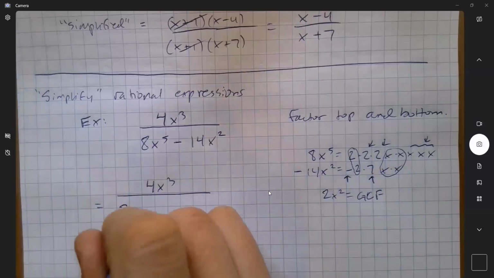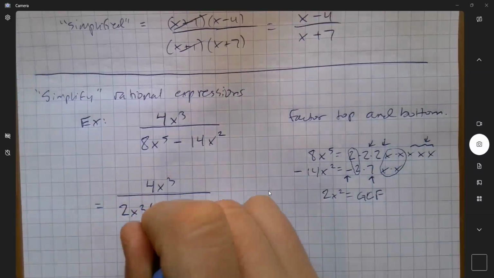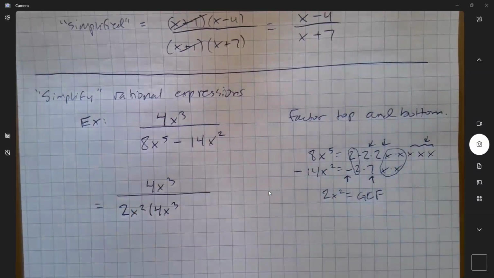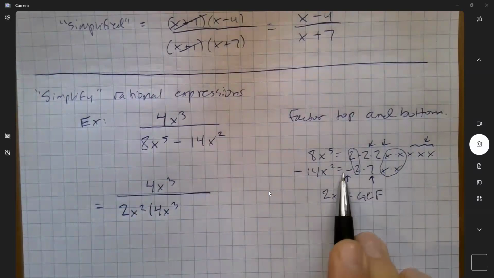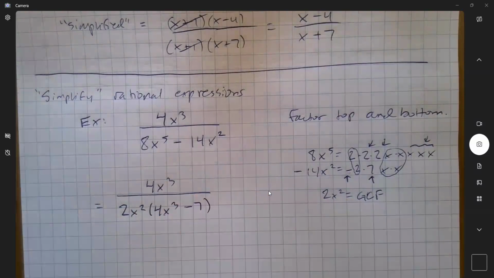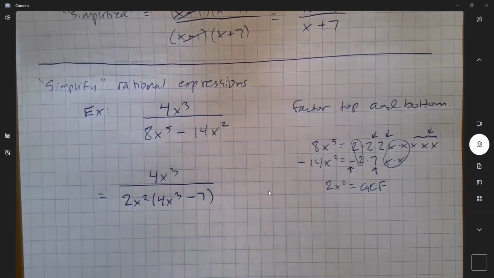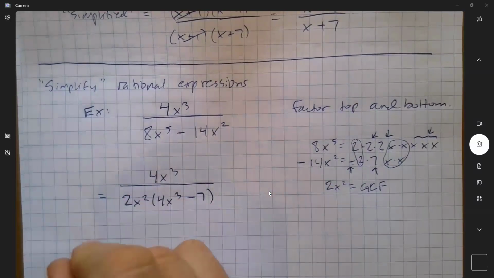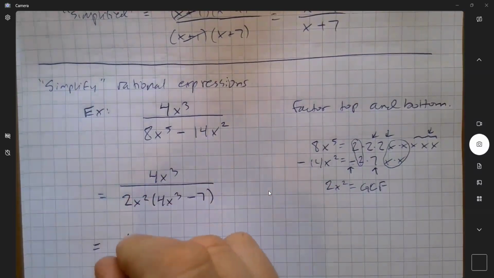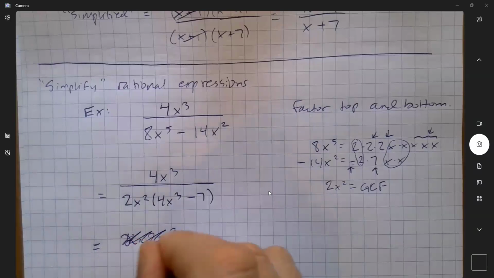So I can factor the bottom as 2x squared times, it's going to be a 4x cubed. Nothing in common with the top, by the way. I should have picked a different number. And then a minus 7 inside the parentheses. And now I can do some canceling in the top and the bottom because 4x cubed is equal to 2 times 2x cubed. Sorry, let me do that again.